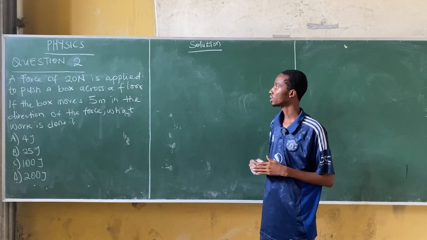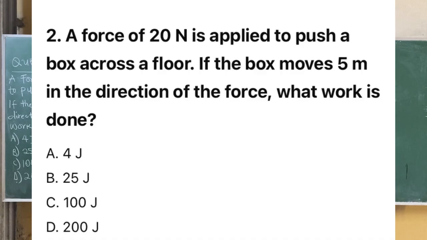Question 2 says, a force of 20 newtons is applied to push a box across a floor. If the box moves 5 meters in the direction of the force, what work is done? Option A says 4 joules, option B says 25 joules, option C says 100 joules, and option D says 200 joules. Now, solution. From the question, we were given the force.